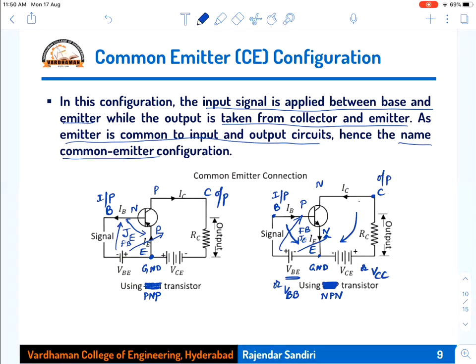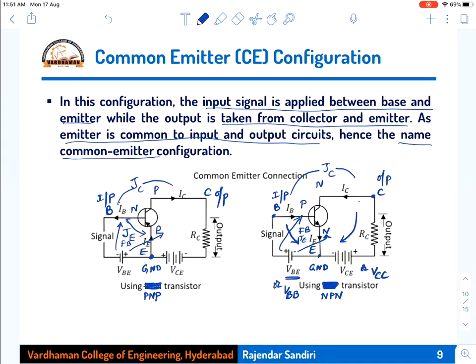Now we'll check whether the collector base junction is forward biased or reverse biased. It should be reverse biased, right? So where is the collector base junction? This one, right? This is the collector, and this is the base. So there exists a collector junction here between these two terminals.